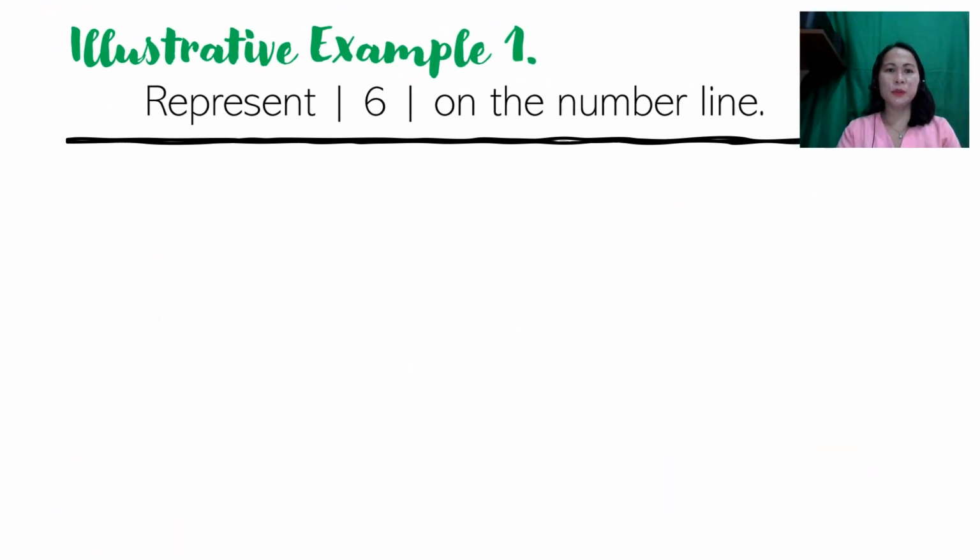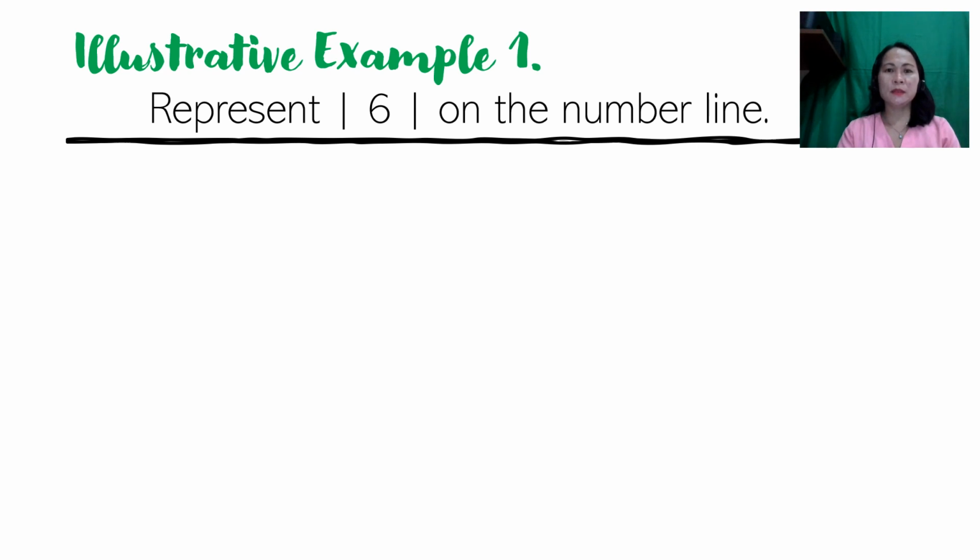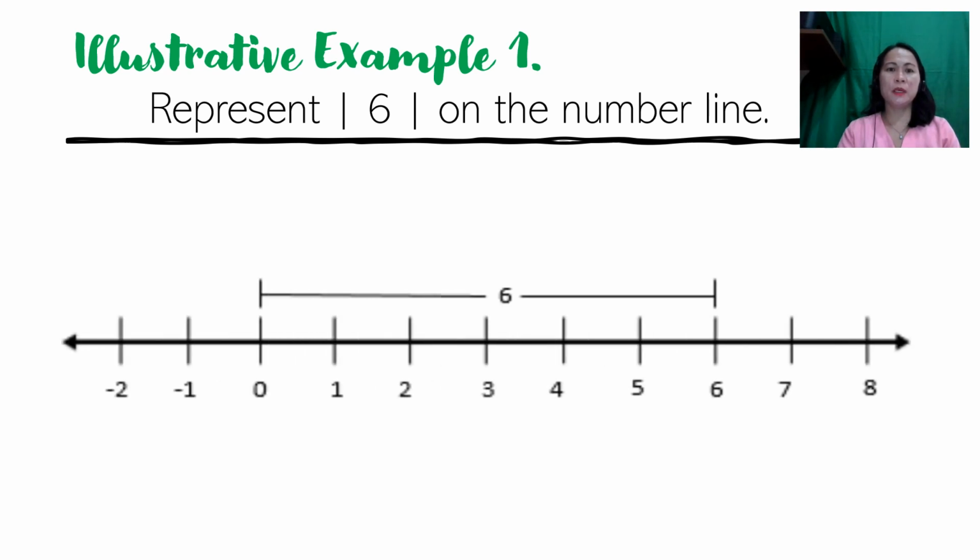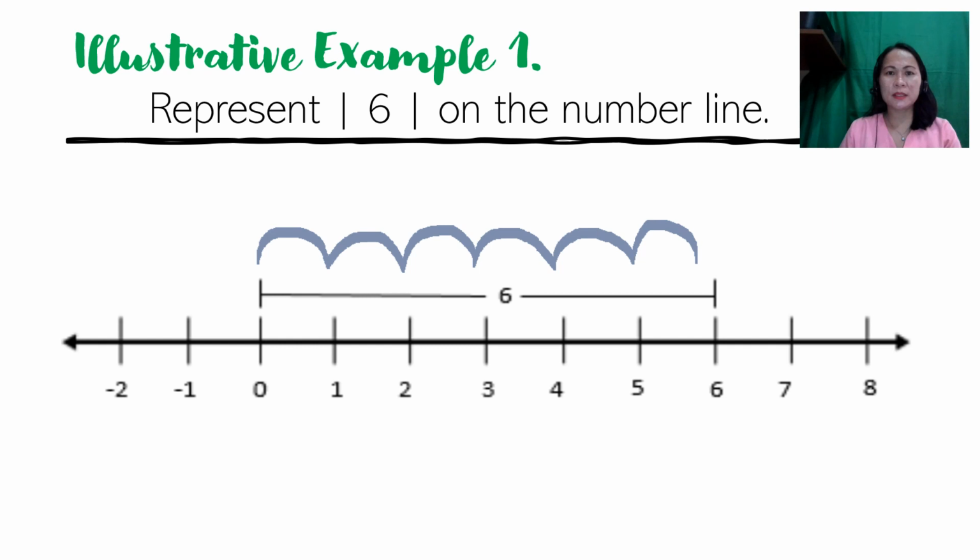Let's have illustrative example number 1 in your module. Represent the absolute value of 6 on the number line. Again, the absolute value is the distance from the given number on the number line from 0. So the distance of 6 from 0 is 1, 2, 3, 4, 5, and 6. Therefore, the absolute value of 6 is 6.